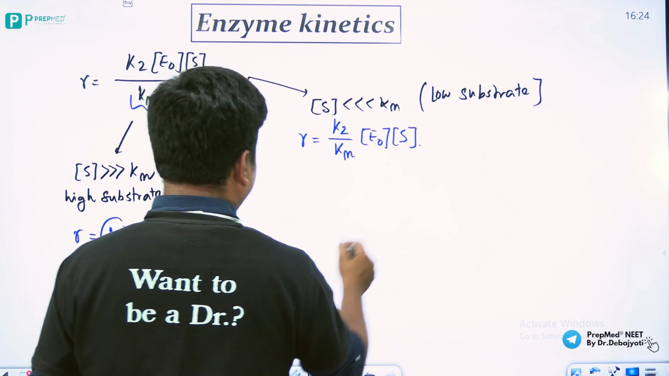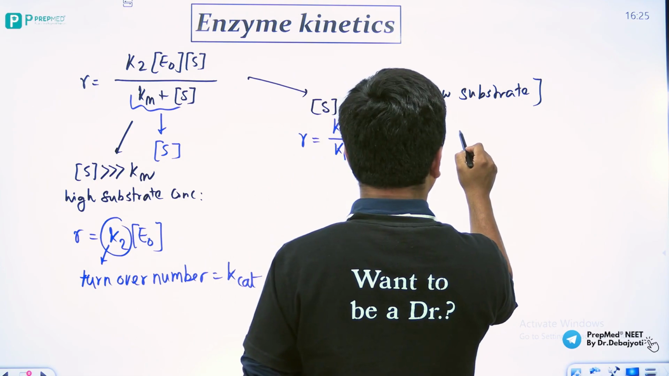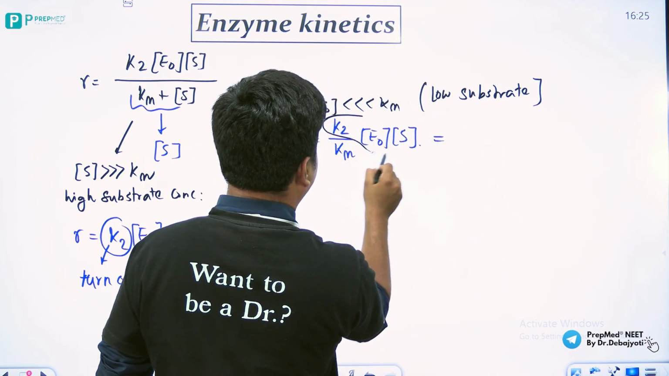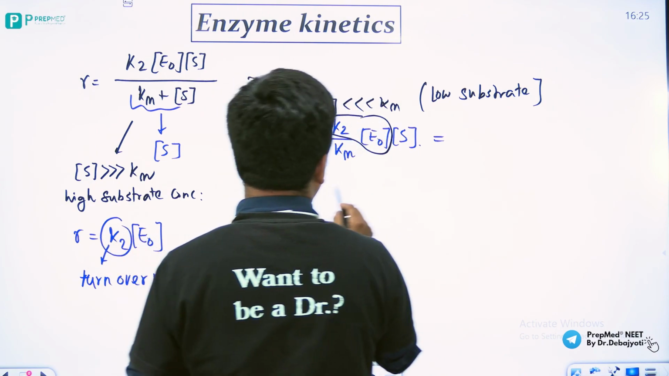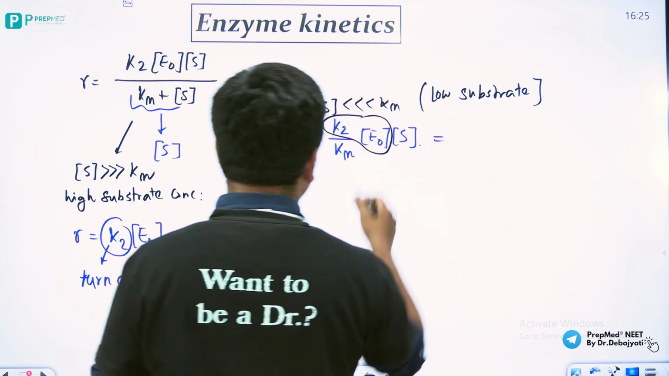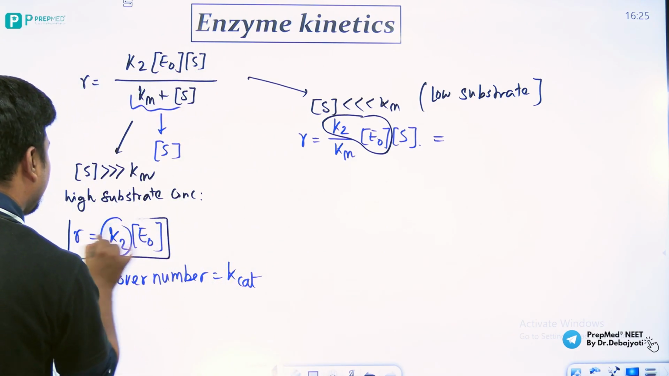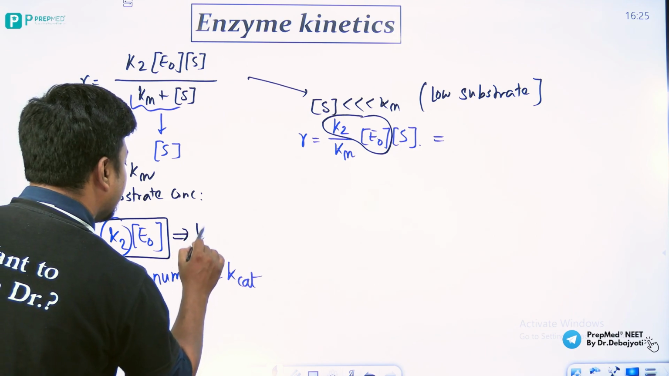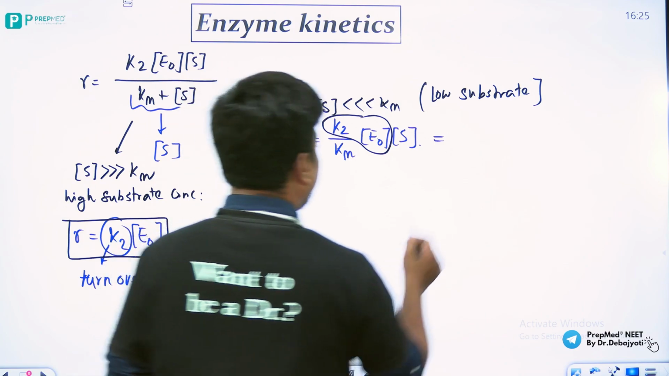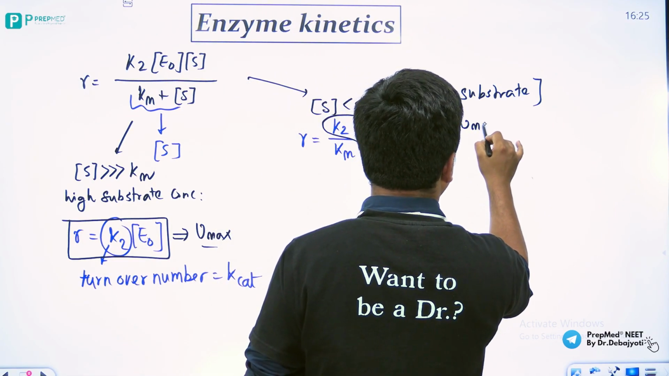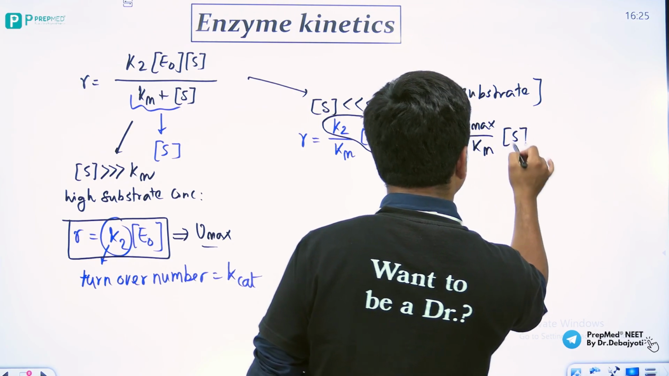If I rephrase this, K2 into E0 is what? This K2 is known as the turnover number, and this term K2 into E0 is known as V max. So we will write here V max by Km multiplied by the concentration of substrate.